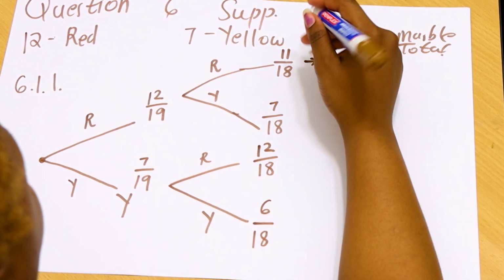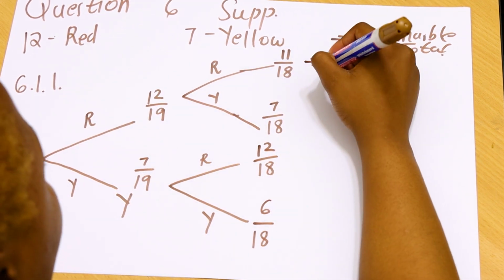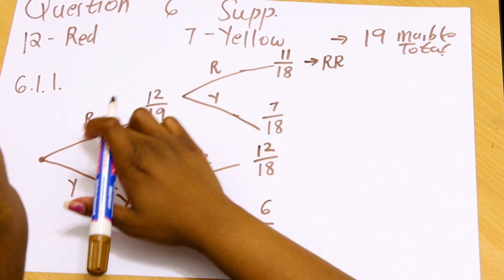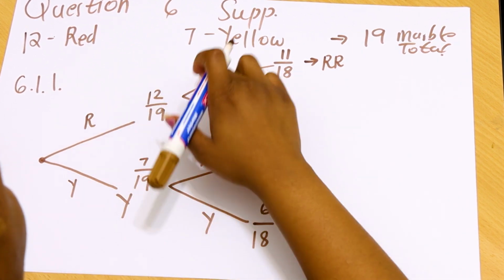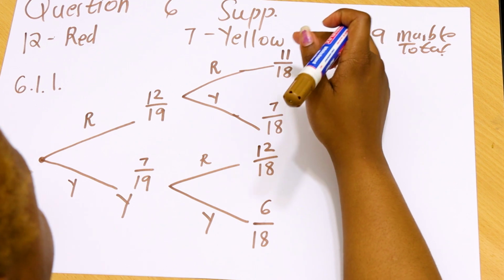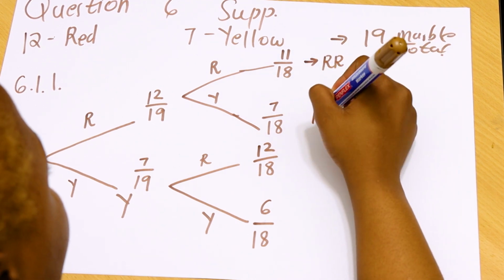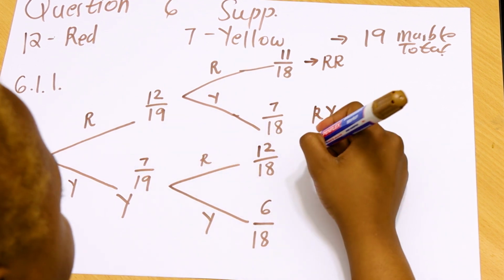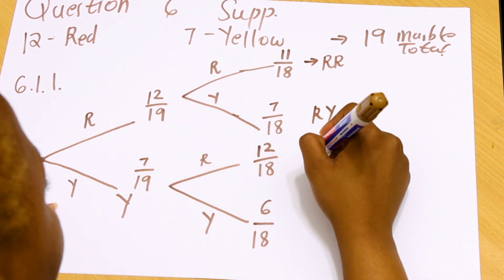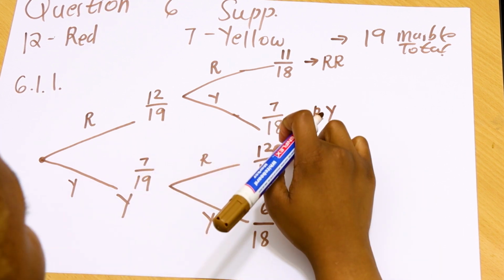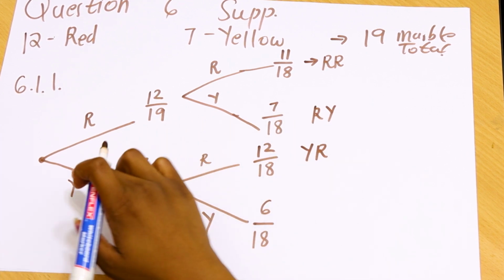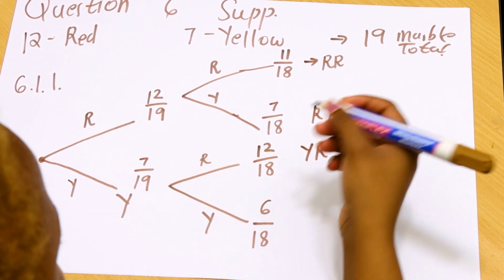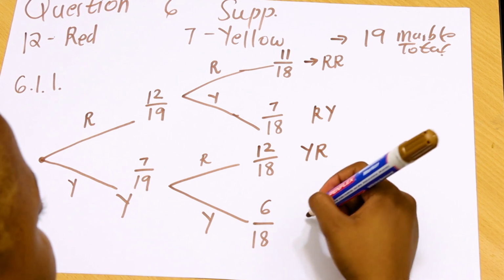Now for you to find the probability for taking the branch red, both red, you would have to multiply the probability of first finding red and finding red again. And for the probability of finding red and yellow, you have to multiply these probabilities. Then the probability of finding yellow then red would be 7 over 19 times 12 over 18. Then the last one, yellow then yellow, would be 7 over 19 times 6 over 18. Now let's calculate our probabilities.